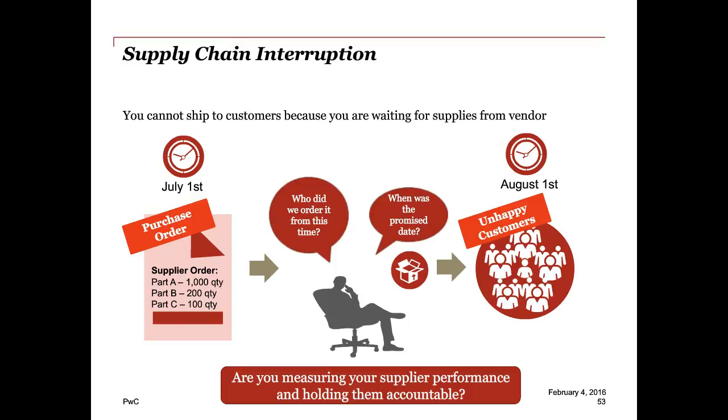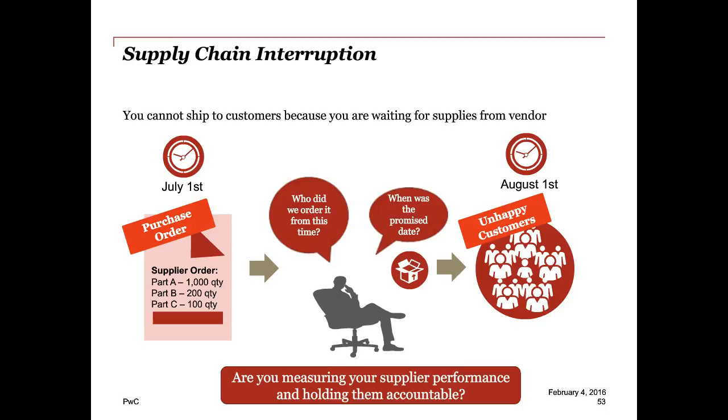The third risk around Supplier Master is around your supply chain interruption. So take this scenario on the screen. July 1st, you place an order. You create a PO to one of your suppliers to order 1,000 of Part A, 200 of Part B, and 100 of Part C. You need these parts to create your product, which you're then going to send to your customers. Well, you're waiting and waiting and waiting, and all of a sudden you think, who did we actually order this from?